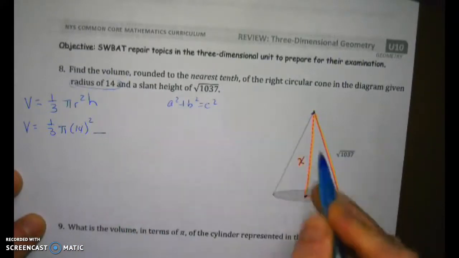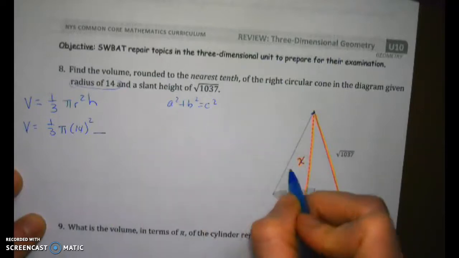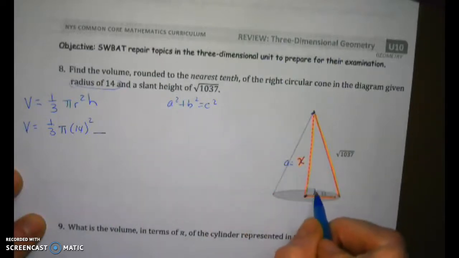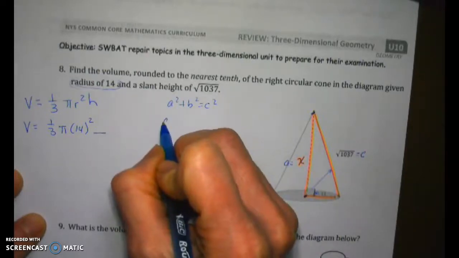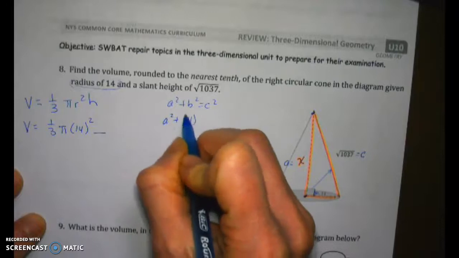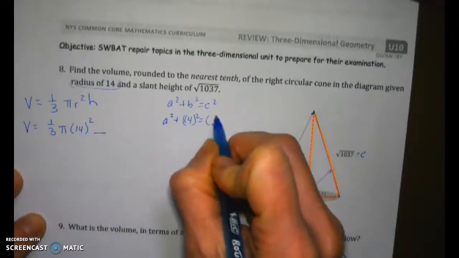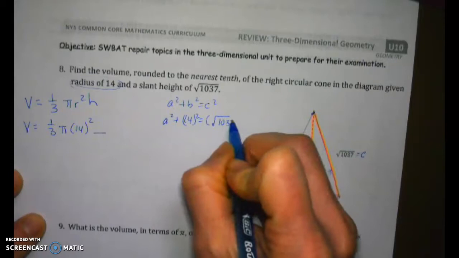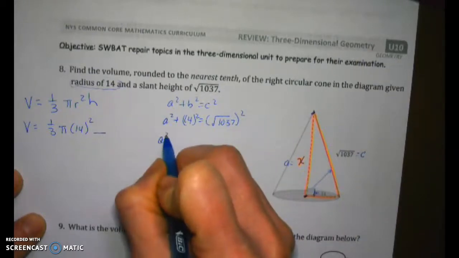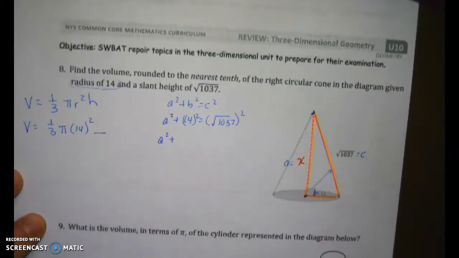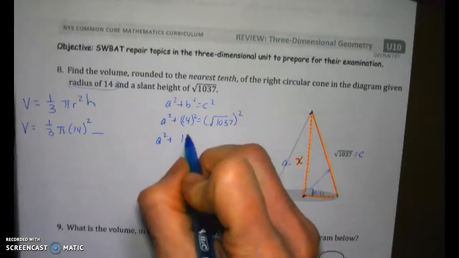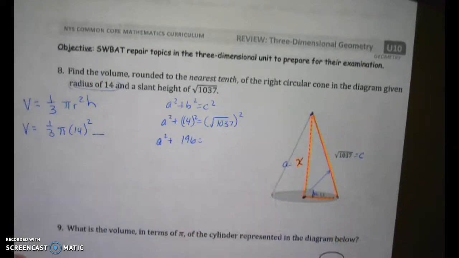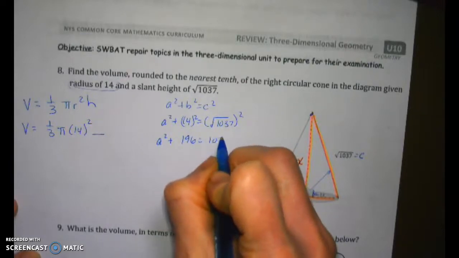Okay, because we have a right triangle here, and we know that this is A, this is our B, and the side across from the right angle is always our C. So we're going to start out with a squared plus 14 squared is equal to the square root of 1037 squared. And when you put this into your calculator, 14 times 14 is 196. And when you put in the square root of 1037 squared, you get 1037.